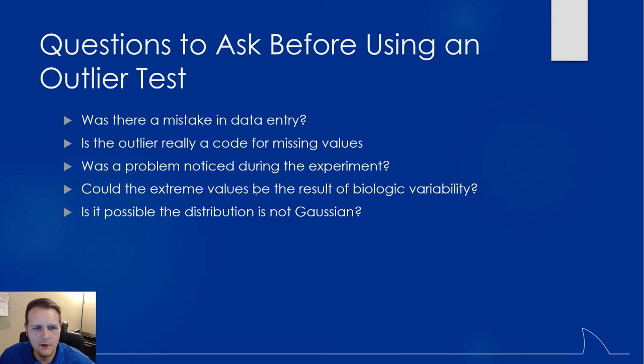And again, consider, is that extreme value just due to biologic diversity? Or is it possible the distribution is not Gaussian, right? So we run these outlier tests. If there truly are outliers, and they're very unlikely to come from a Gaussian distribution, maybe it's just because the distribution is just not Gaussian.